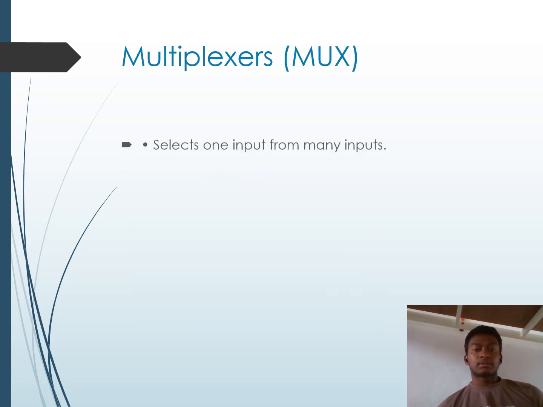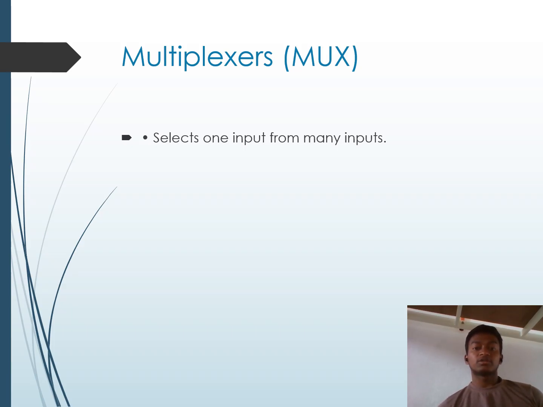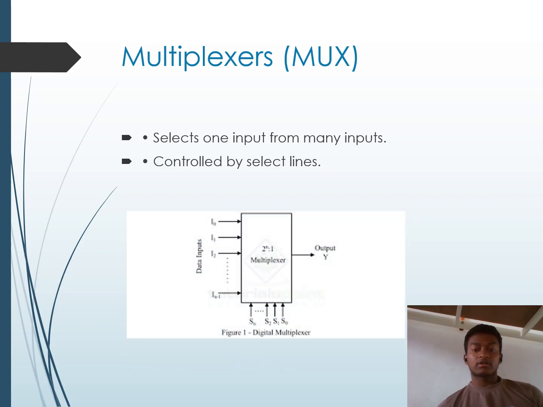Multiplexer. A multiplexer selects one input from many inputs. We also call a multiplexer many to one, since it selects one input from many inputs, and the input is selected by the selection lines. And this is the block diagram of the multiplexer.